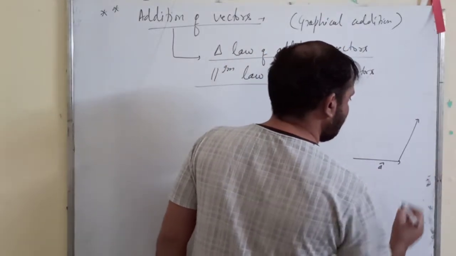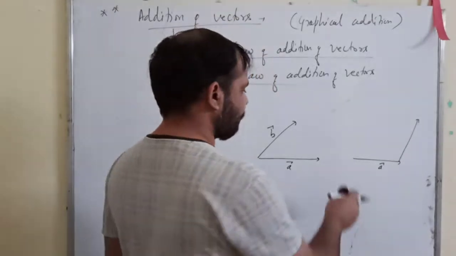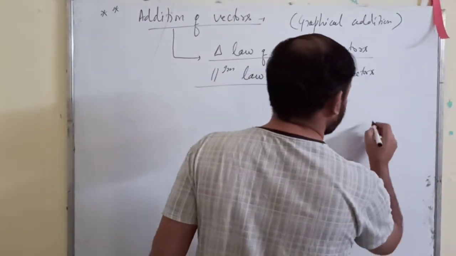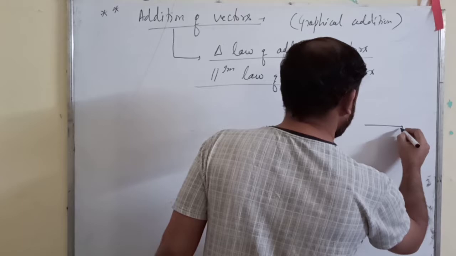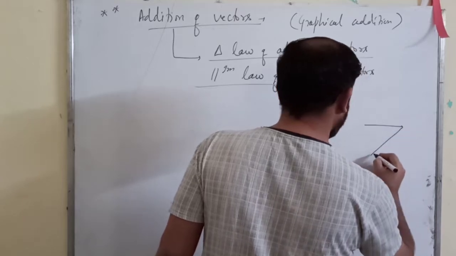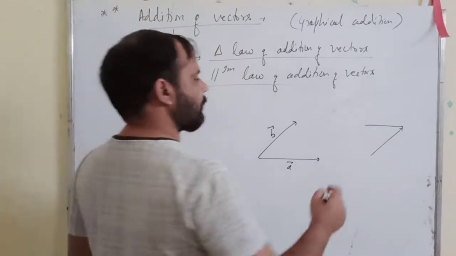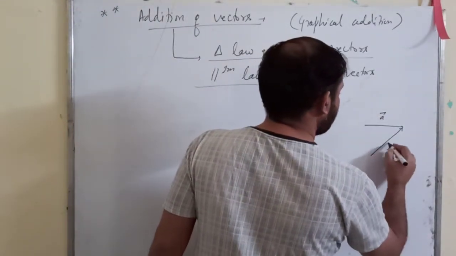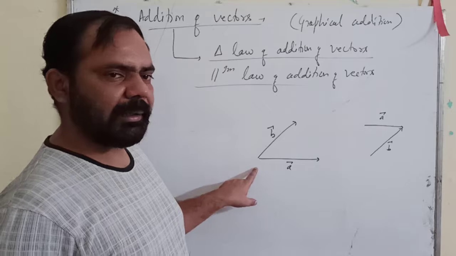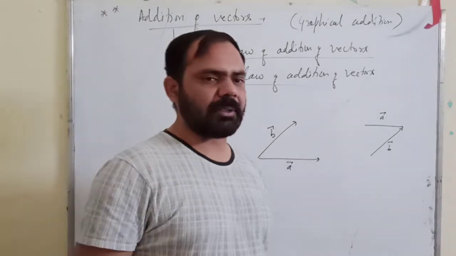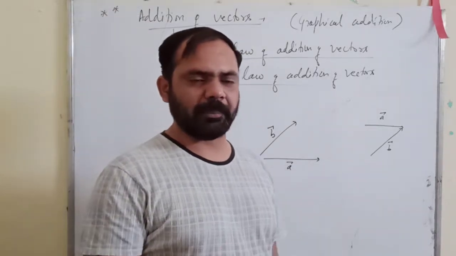A vector, just a minute. It can be like this, right? This is A vector, this is B vector. Now here the vectors are co-initial and here the vectors are co-terminal. This is the second type of case.